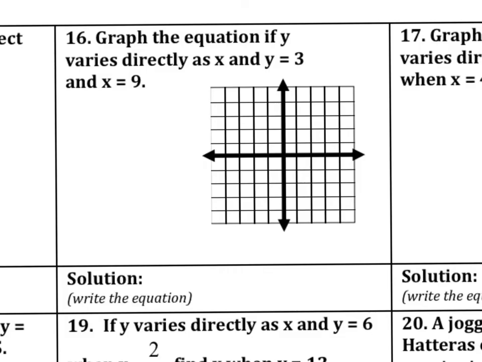Alright, so notice we have the words varies directly in the question for number 16, so we know that we're going to start with the equation y equals kx. So let's plug into the formula for the things that we do know. And it says graph the equation if y varies directly as x and y is 3 and x is 9. So we're going to plug those in below.